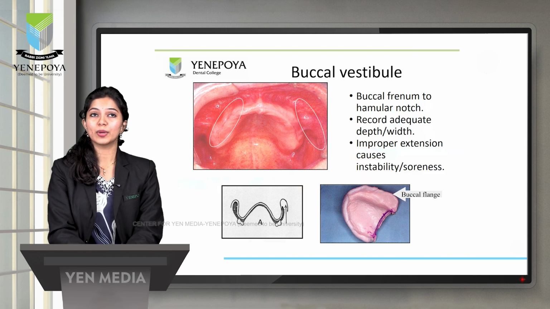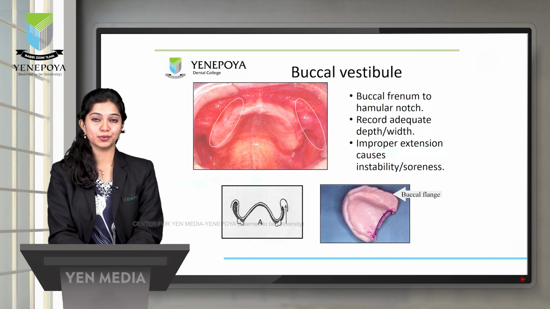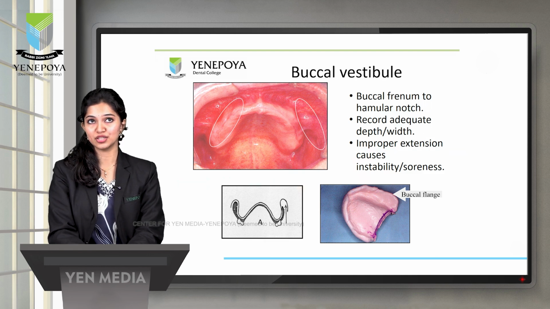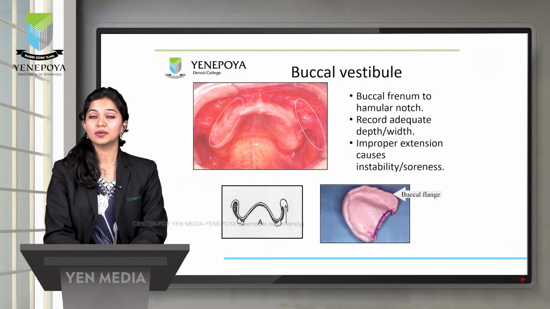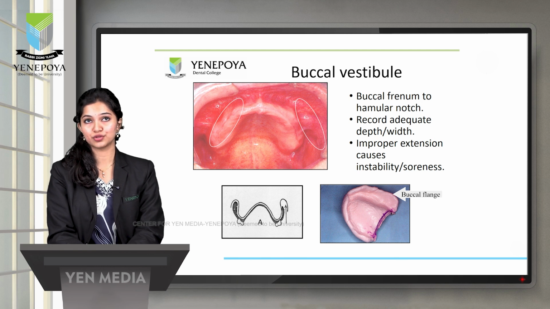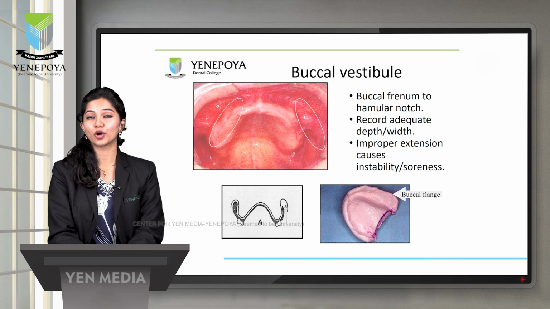Moving to buccal vestibule. As I talked about labial vestibule, buccal vestibule is present in the buccal region, that is the space between the cheek and the ridge. So it extends from the buccal frenum to hamular notch. So it records adequate depth or width, and improper extension causes instability or soreness. So the buccal vestibule is extending from the buccal frenum to the hamular notch, unlike your labial vestibule, which is between the lips and the ridge, that is on the labial side of the ridge.